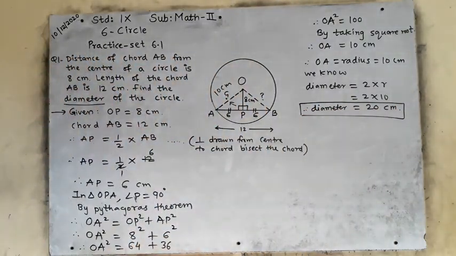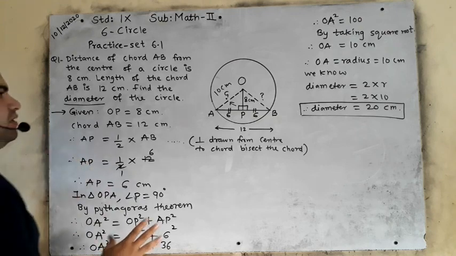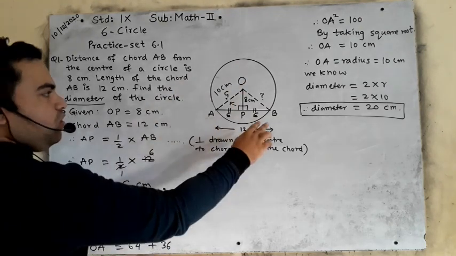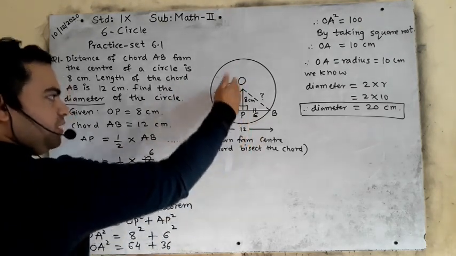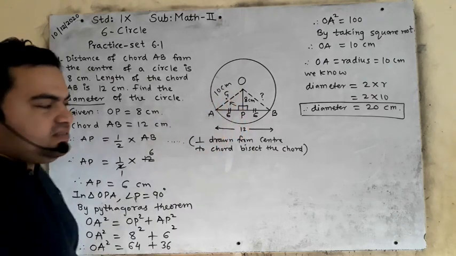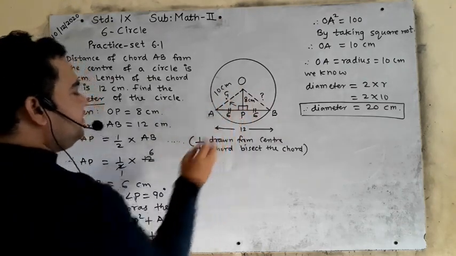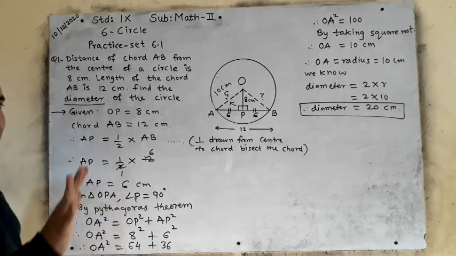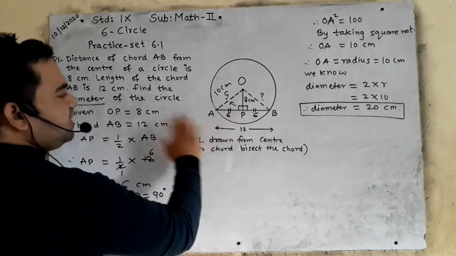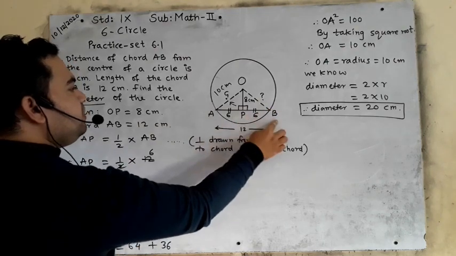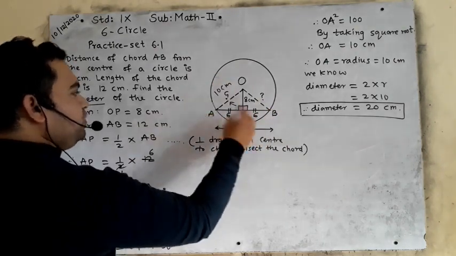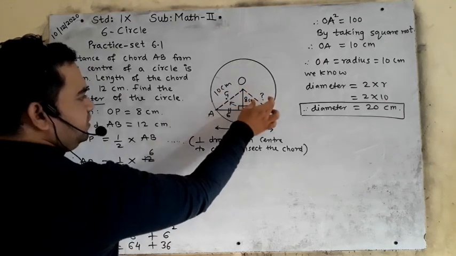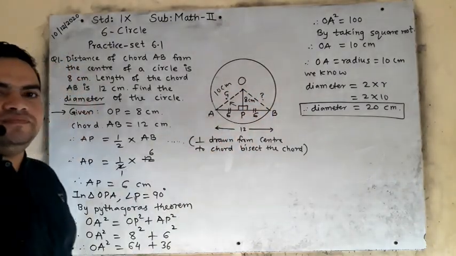I hope you understood how to solve this. Always remember, in the circle we draw a chord, and we draw a perpendicular. The perpendicular will make a right angle. See, it will form a right angle triangle, and we always utilize the Pythagoras theorem only. Is it clear? We know that AP is half of AB. Similarly, PB is also half of AB. You can utilize this triangle, no problem.